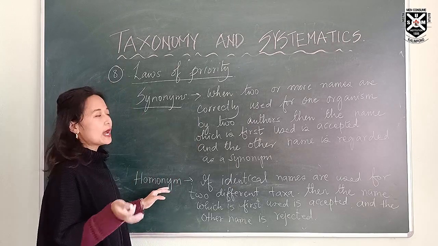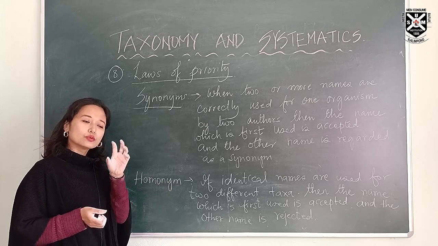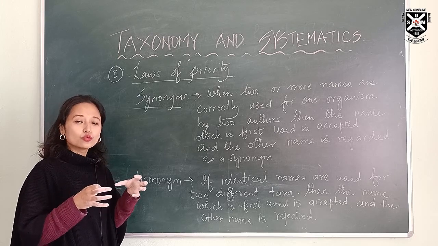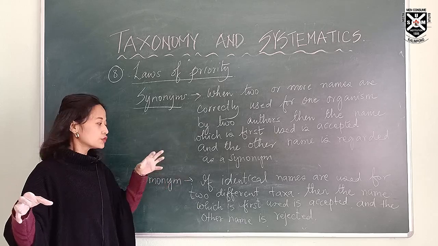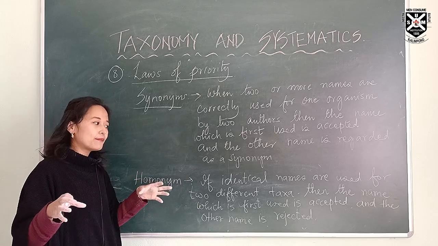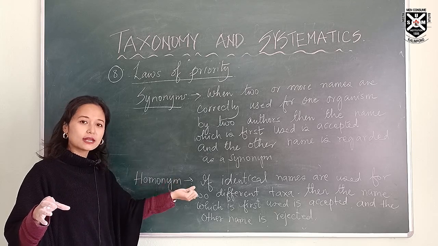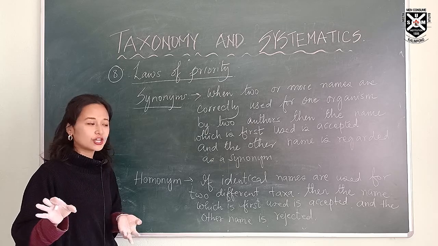Now, sometimes what also happens is there is only one name, and identical names are used to address two different organisms. In that case, what happens? The one that is first used is taken as the valid name, and the other is regarded as the homonym and it is rejected.